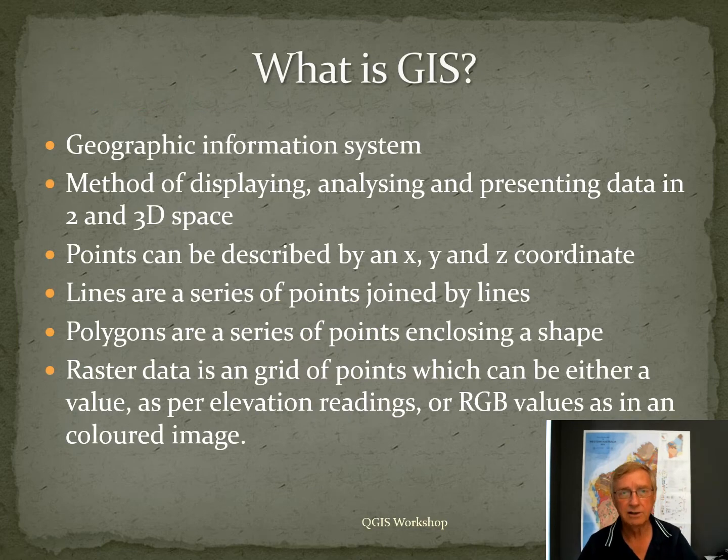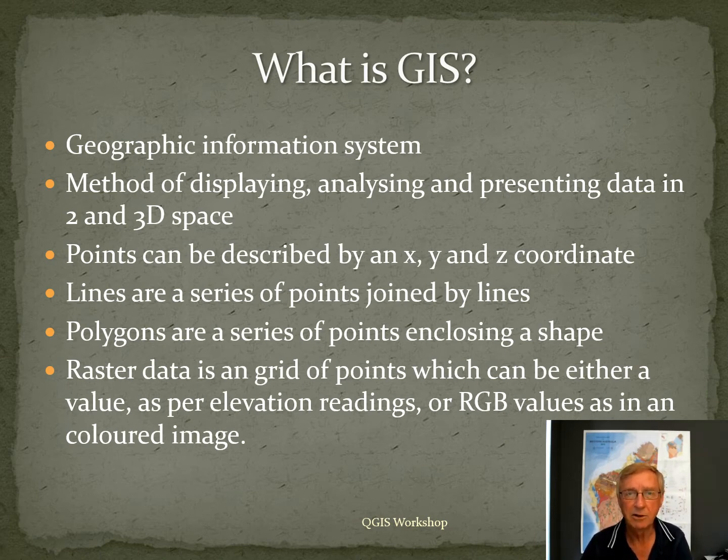So GIS stands for Geographic Information System. GIS programs are a way of displaying data points that are located on or in the Earth. There are two main types of spatial data, vector and raster data. Vector data comprises points, lines and polygons, and raster data are grid data or images.